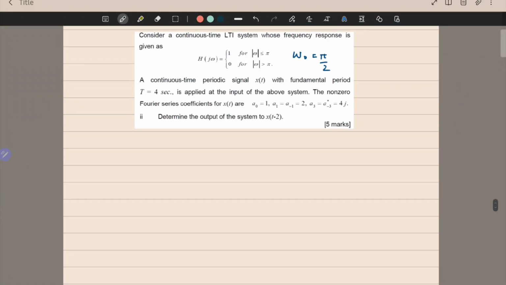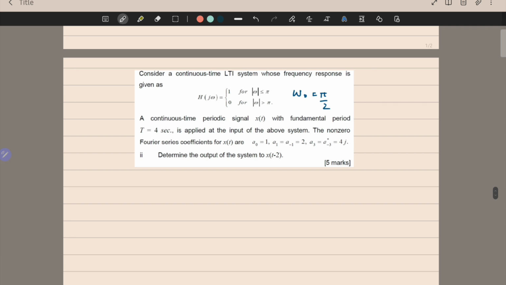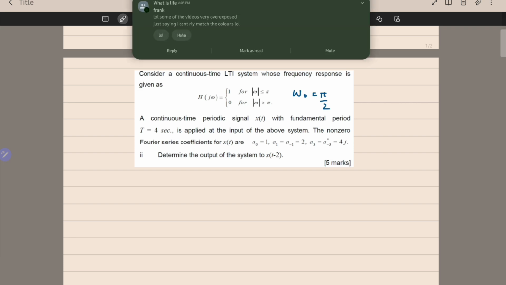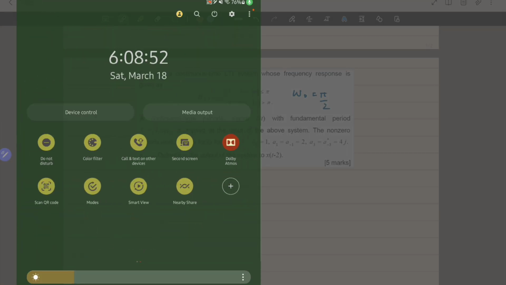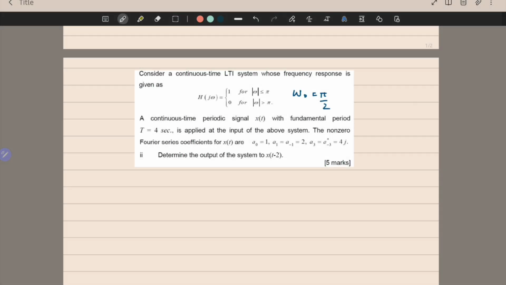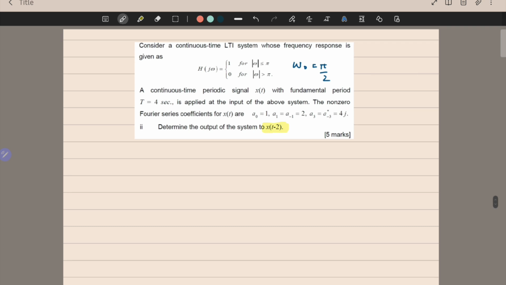Alright, so this question is similar to the last one. It's actually the same as the last one, except now the input is shifted. The input is now shifted to the left by 2. Sorry, to the left. So how do we go about doing that?